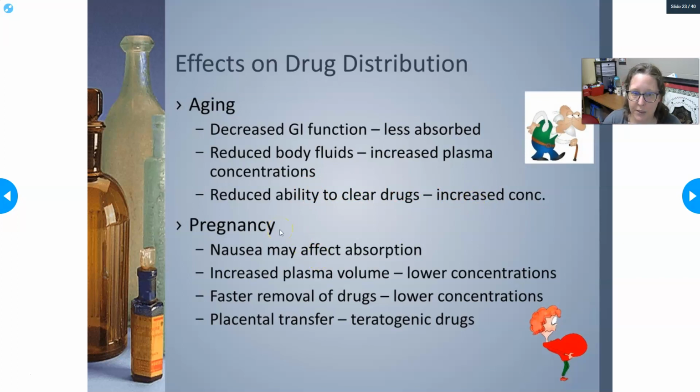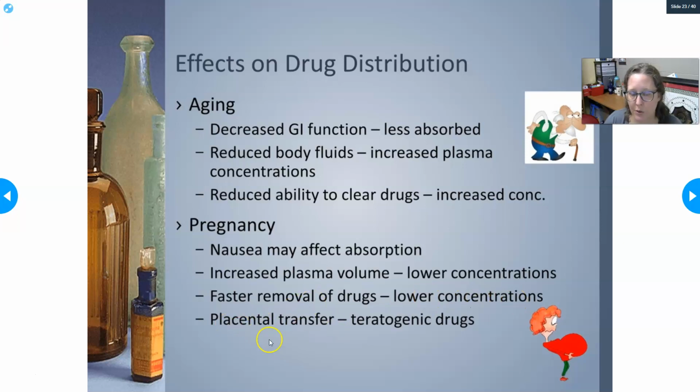Pregnancy can also affect drug distribution. Nausea may affect absorption, meaning they can't absorb it because they're just throwing it back up, right? They have an increased plasma volume because they need more volume because they're dealing with 2 now. So that would be more diluted concentrations of the drug. There's also faster removal of drugs, so the kidneys are being more efficient because they're processing more. So that would lead to lower concentrations of the drug.